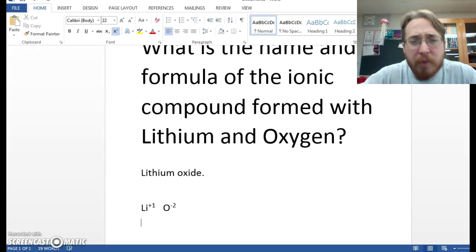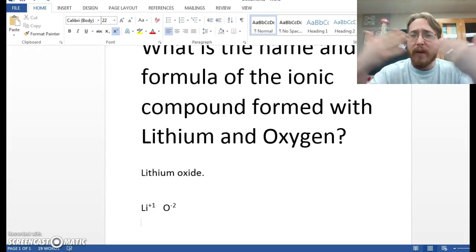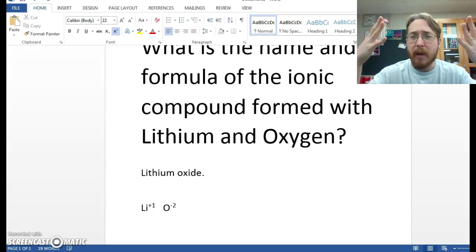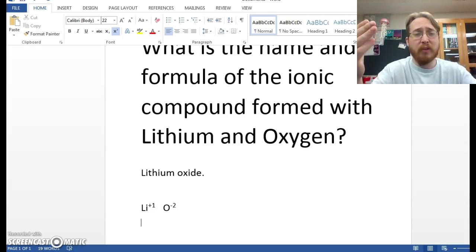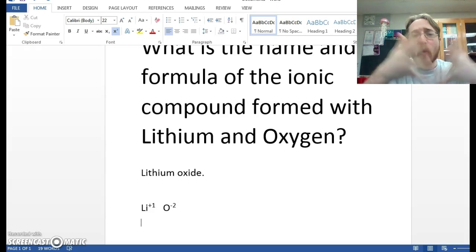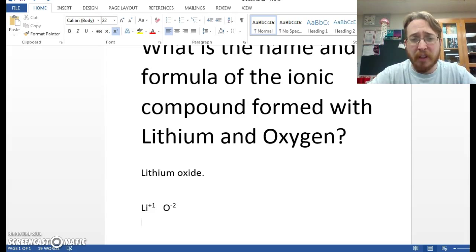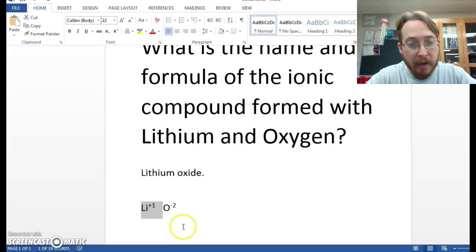Well, now we've got our symbols, we've got our charges. We have to balance them so that they make a neutral compound. Well, if we have 1 lithium and 1 oxygen, we'll still have a charge of negative 1, because we have negative 2 plus 1, that gives us negative 1. We're not balanced. We're not at 0 yet. So we need more positive charges. Oxygen isn't able to bring the charge back up to 0 because negative 2 is farther away from 0. So we need more lithium. So we're just going to add a second lithium.